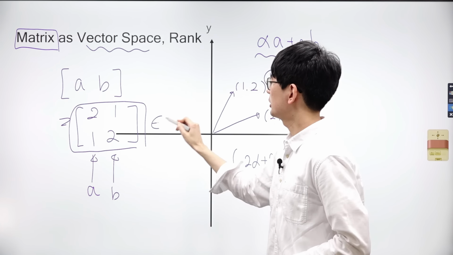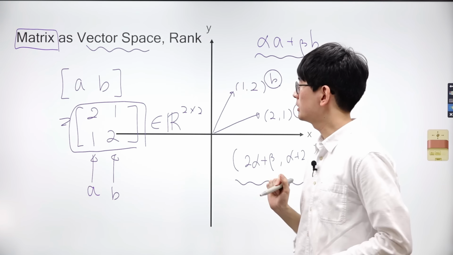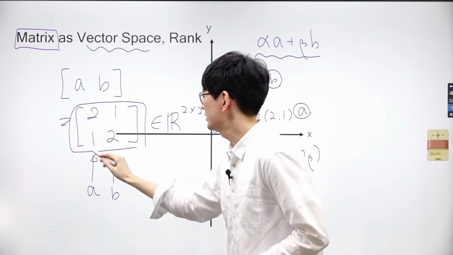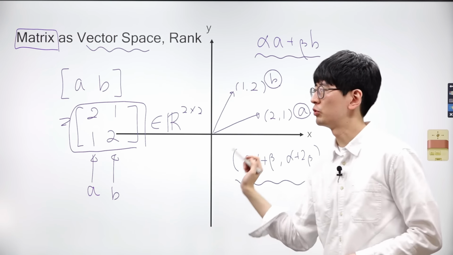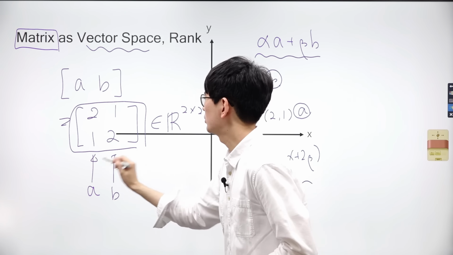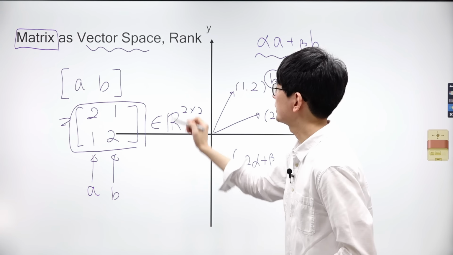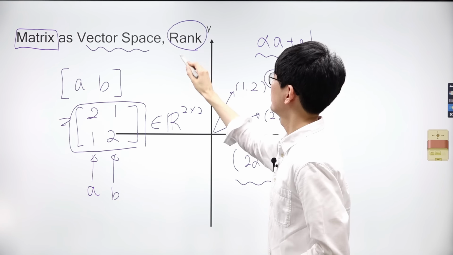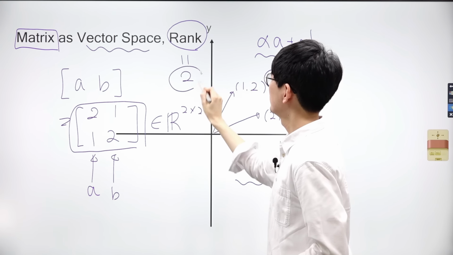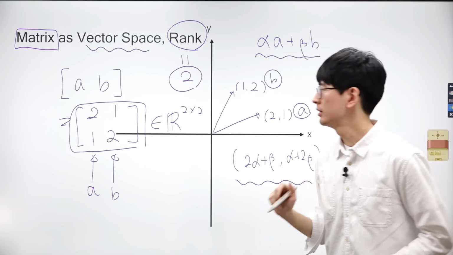Within this matrix, we have two vectors from the basis of R2. Although their length may not be 1, as it's not the standard basis for R2. Since we have two vectors in the matrix and these vectors span R2, we say that the rank of the matrix is 2. We can construct any vectors in R2 with those vectors in the matrix.